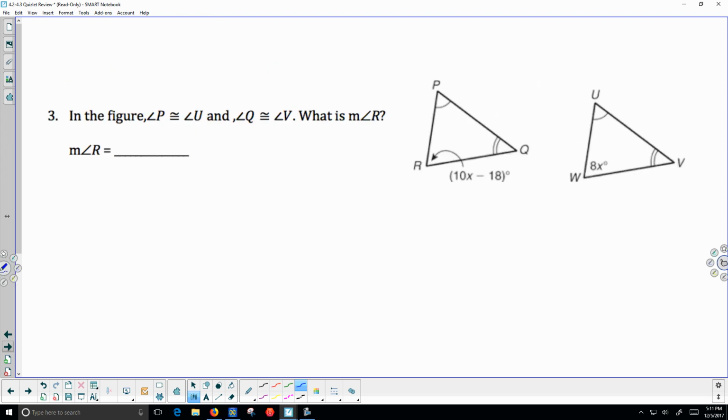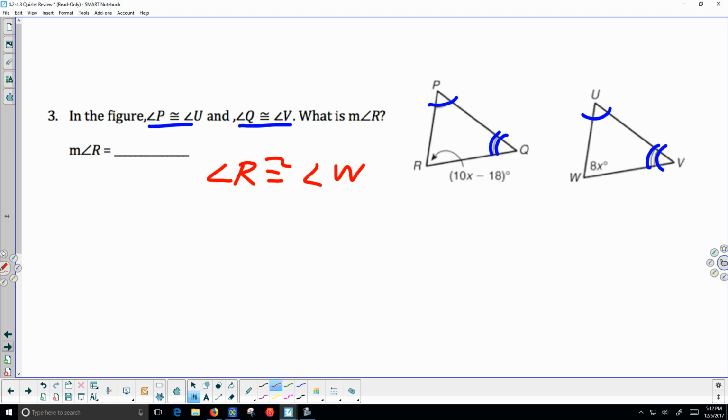All right, moving right along, we're going to go to number 3 here. It tells us a lot of things. In the figure, angle P is congruent to angle U. That's what these arc marks mean. Angle Q is congruent to angle V. That's what these arc marks tell me. And then what is the measure of angle R? We want to learn that. Well, because of this thing called the third angle theorem, we know that angle R is congruent to angle W.